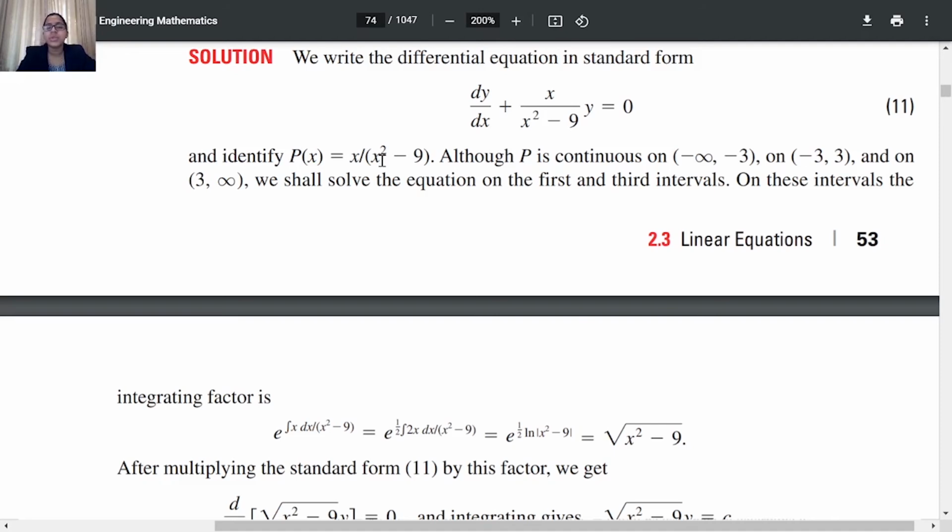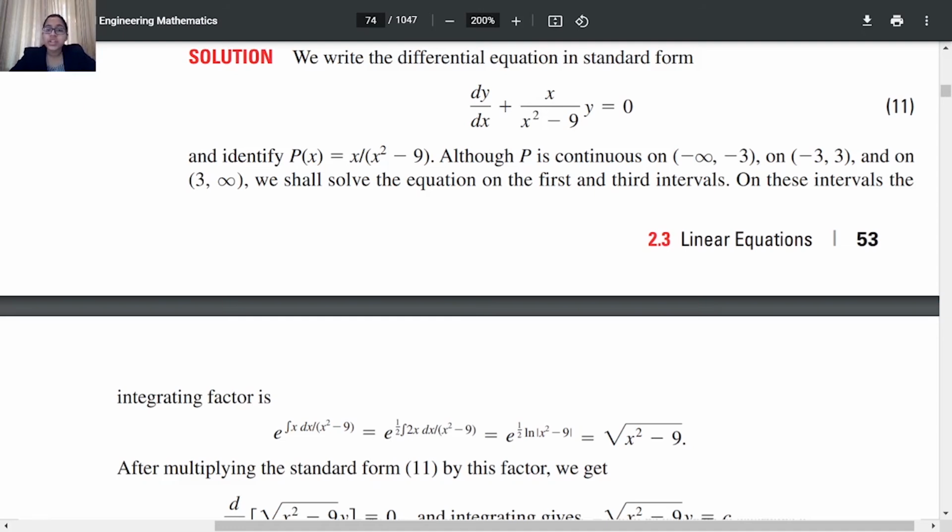I'll put u is equal to x square minus 9. So du will be 2x. So x and x will get cancelled. So I'll get 1 by 2 into 1 by u into du. That will be again log u, that is x square minus 9. So this will be equal to e raised to 1 by 2 log of x square minus 9. That is nothing but square root of x square minus 9. Right? This is equal to e raised to log of x square minus 9 whole raised to 1 by 2. So that is equal to root of x square minus 9.